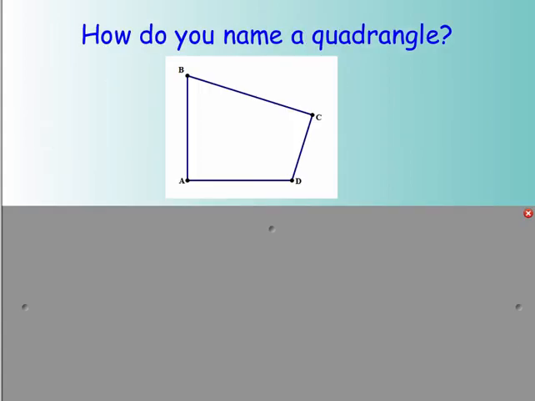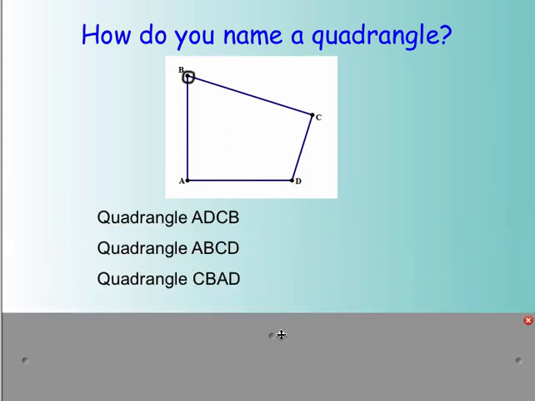So how do you name a quadrangle? It's kind of like when you name a triangle. You pick a vertex to start at, and then you go in either direction. The trick with this is you have to go in order. You can't bounce around, so you cannot do something like B, D, A, C. You have to go in order. So I could do B, C, D, A. I could also do B, A, D, C. So there's actually lots of different options with this. Here are some examples down below. You could have quadrangle ADCB, ABCD, or quadrangle CBD.